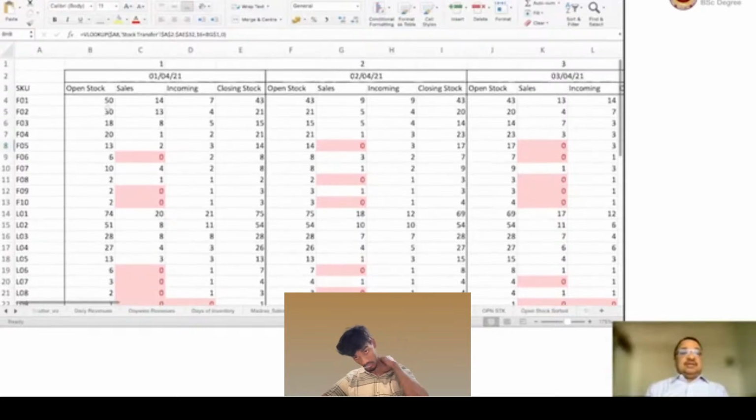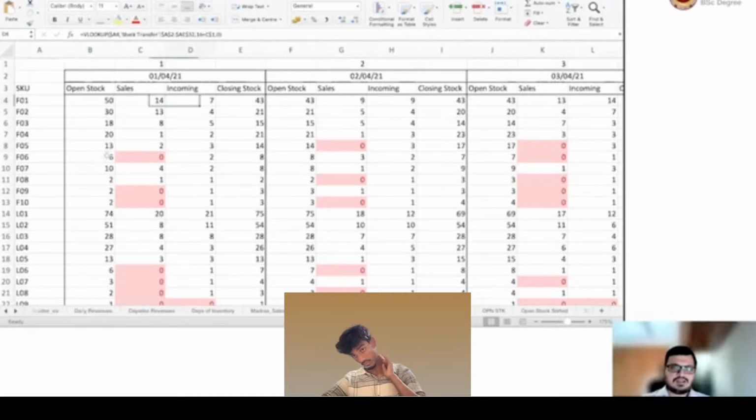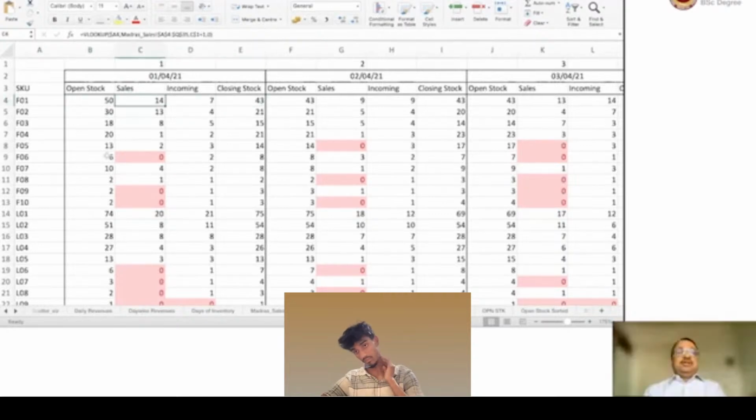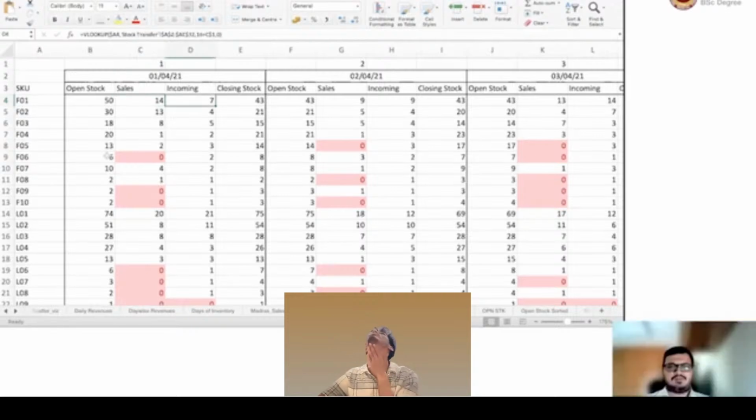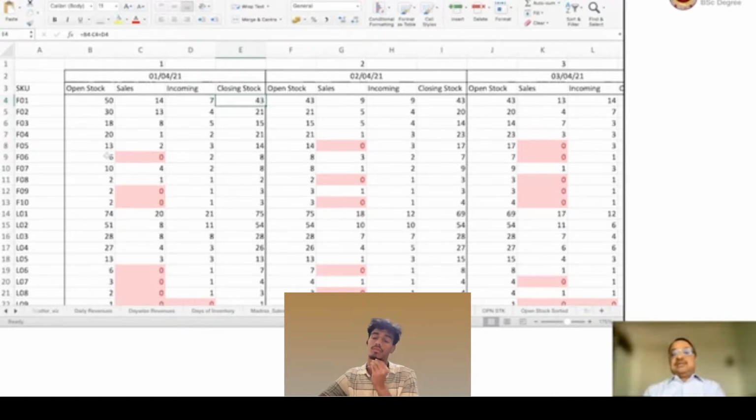Absolutely. So this is what we've done. For every day, we've taken the opening stock, then the sales and incoming from Hyderabad. We have computed closing stock as open minus sales plus incoming. And this closing stock for 1st of April, we have taken as the open stock for 2nd of April.